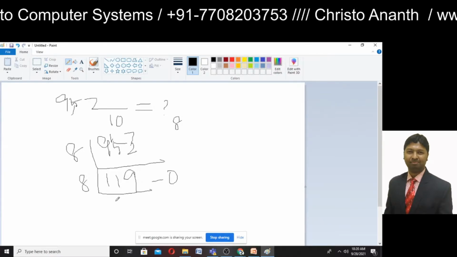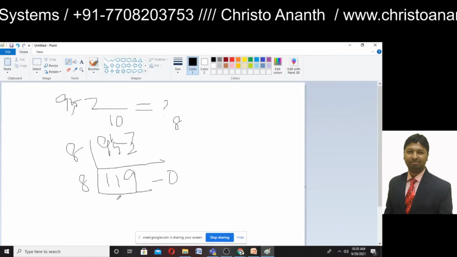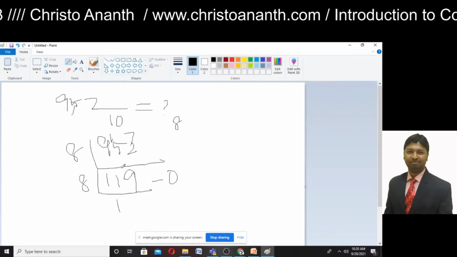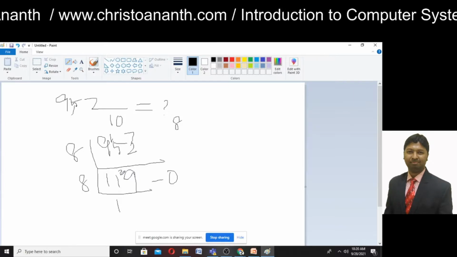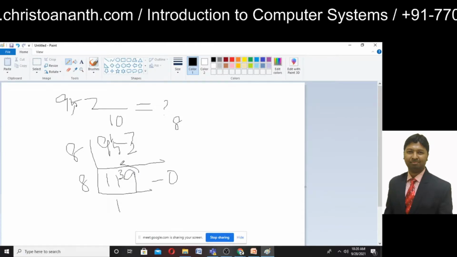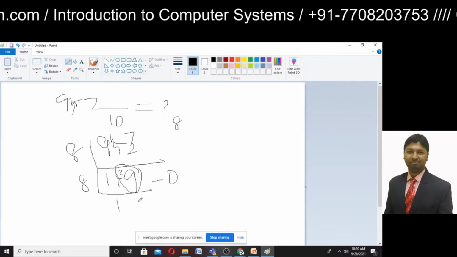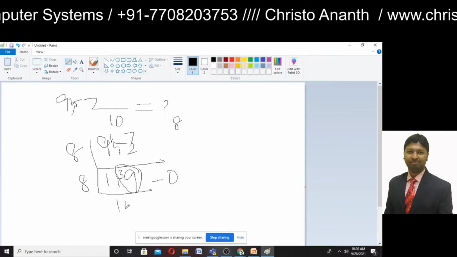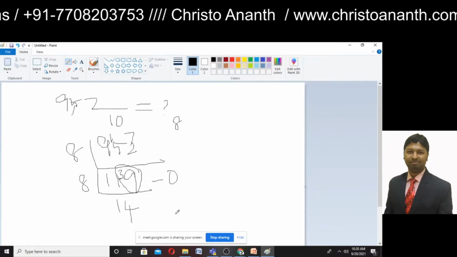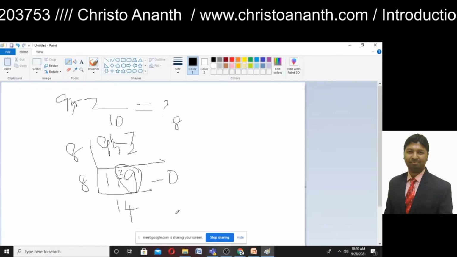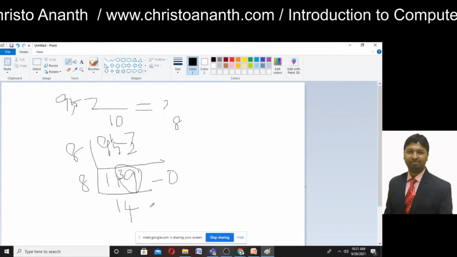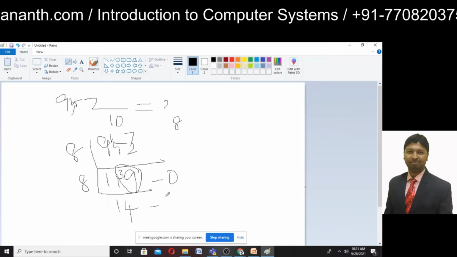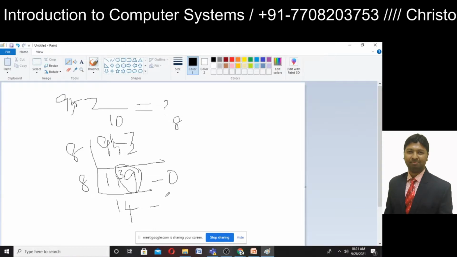Okay, we will divide it by 8, right? Tell me. Once again, we will go by that. In 11, we have 1, and the remainder 3. 39. What's the second step? 8 multiplied by 4, you get 32. Remainder?